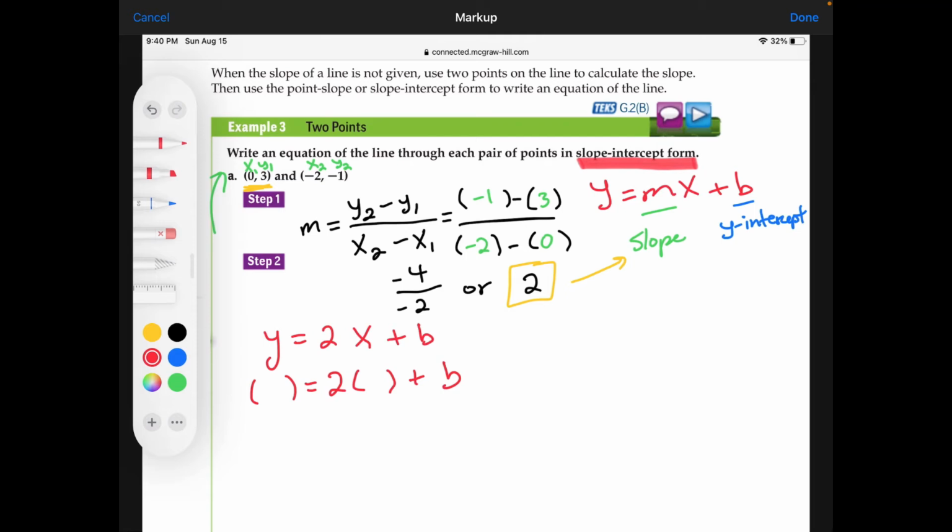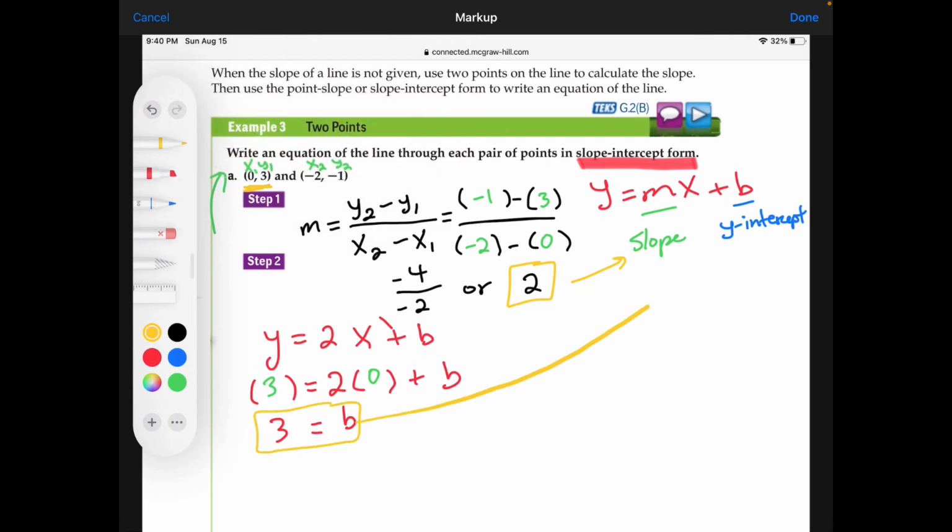Because I'm choosing to use the first point, you can use the second one. It doesn't really matter here, because remember, x and y represent all points. So you can pick whichever one you want to use. I just chose the first one because it seems like it possibly may be easier. So my y value would be 3, and my x value would be 0. Simplifying this further, we get 3 equals b.